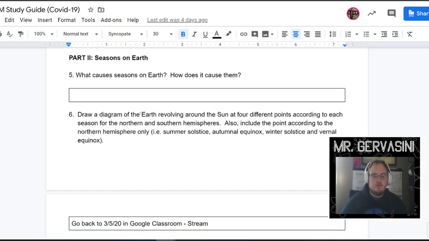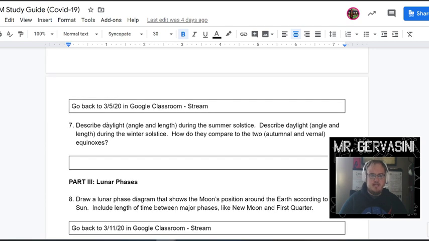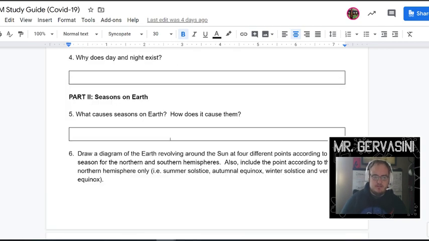Part 2. What causes seasons on Earth? How does it cause them? 6. Draw a diagram of the Earth revolving around the sun. I have that diagram already made. We can just confirm and just talk about it quickly. All right. 7. Describe day, light, angle, and length during the summer solstice. And then during the winter solstice, how do they compare to the equinoxes?